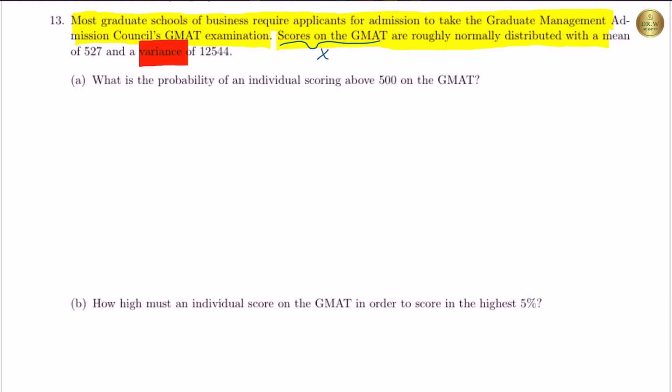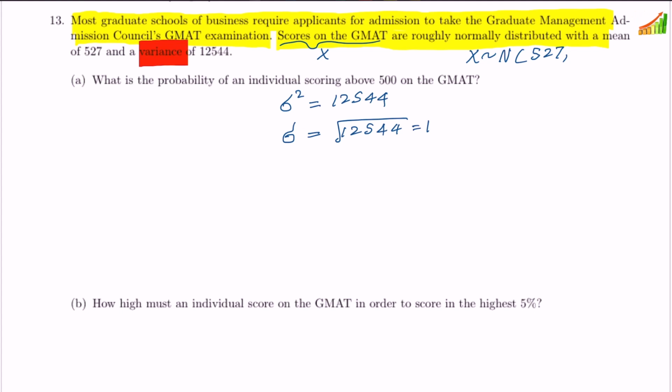Let me take X for the scores on the GMAT. Then X has a normal distribution, mean is 527 and standard deviation. The variance is sigma squared, which is 125.44. Then how do we find the standard deviation? Square root of 125.44. It is 112. Therefore we use 112 here. Now go to part A.